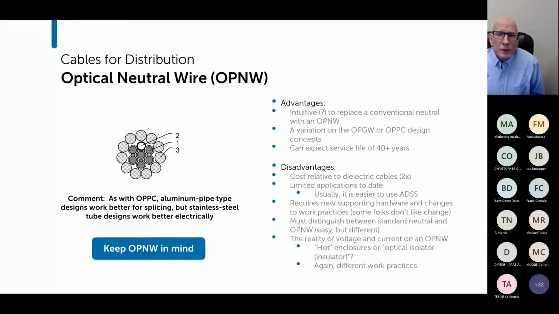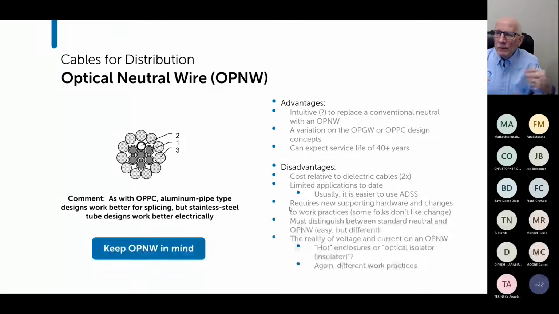Another solution for distribution is to replace the neutral wire with an optical neutral wire. So again, this is sort of intuitive, but it hasn't been done a lot. So is it really that intuitive? You pick up all of the advantages of OPGW, but it does have some significant disadvantages to it. One of them is the fact it just hasn't been done a lot. I can only think of one project in the United States, and that was a number of years ago. And I think a lot of that is just because it's easier to use ADSS. It's a lot more expensive than ADSS, no surprise, like OPGW.